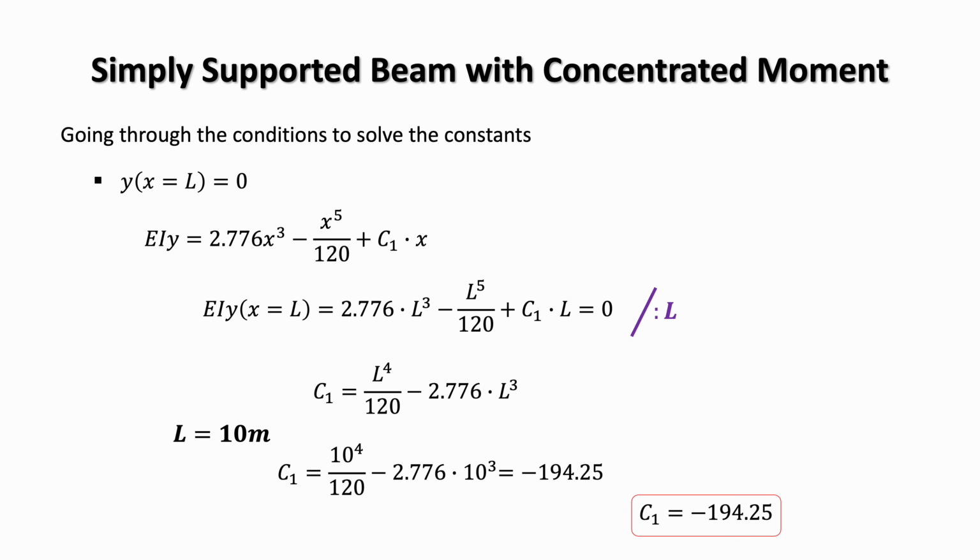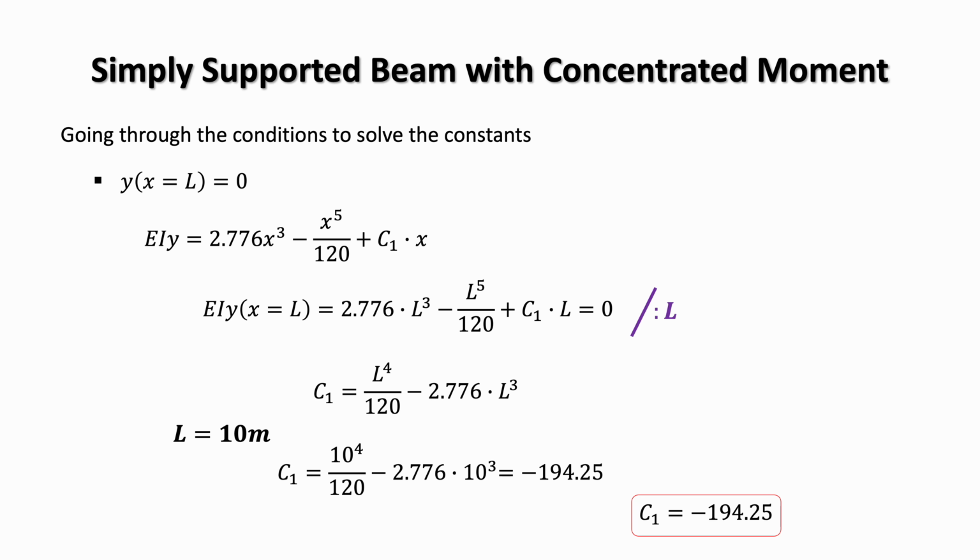We can now apply the second boundary condition. So as we said, for a simply supported beam, the vertical deflection at the right-hand support also has to be 0. So when x equals L, the expression EI times y has to equal 0. We'll substitute x equals L into the reduced deflection expression that we obtained on the previous slide. And this gives us an expression only involving the remaining constant C1.